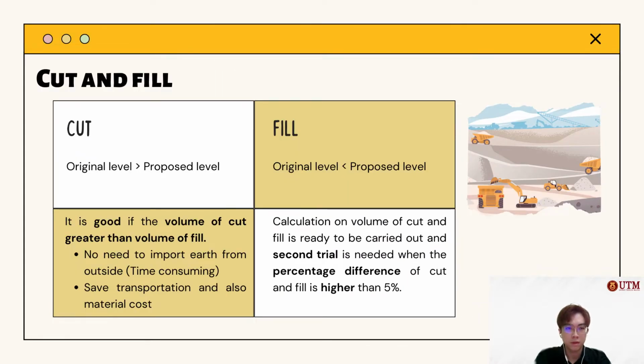Cut and fill. So what is cut and what is fill? Cut means that the original level exceeds the proposed level, and fill means that the original level is lower than the proposed level. It is good if the volume of cut is greater than the volume of fill, because we do not need to import earth from outside, which will cause a time-consuming problem. We are also able to save the transportation and material costs.